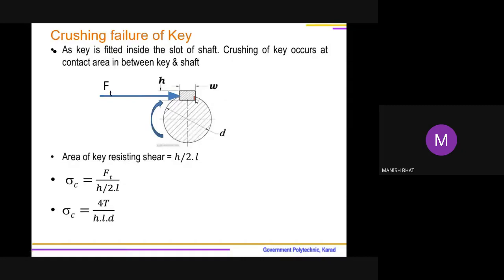Cutting that particular key lengthwise, the resistive area will be the width of the key multiplied by length, a rectangular area. And in this case, it is crushing, so only that portion inside the shaft will undergo crushing. So h by 2 multiplied by L. Whenever we are designing, we will first of all find the force which is causing the failure. And then we will consider shear and crushing failure of the key like this.